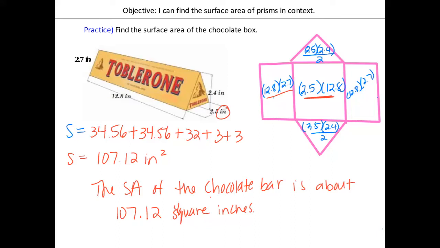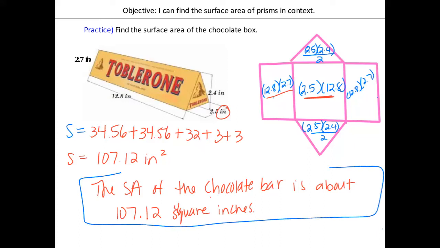Oh, that's not, that's a 2. Sorry, it looks like a 3, but that was a 2. 2.5 times 2.4 divided by 2. This is 2.5 is the base, and then 2.4 is the height. All right, and then that's our final answer with the sentence.